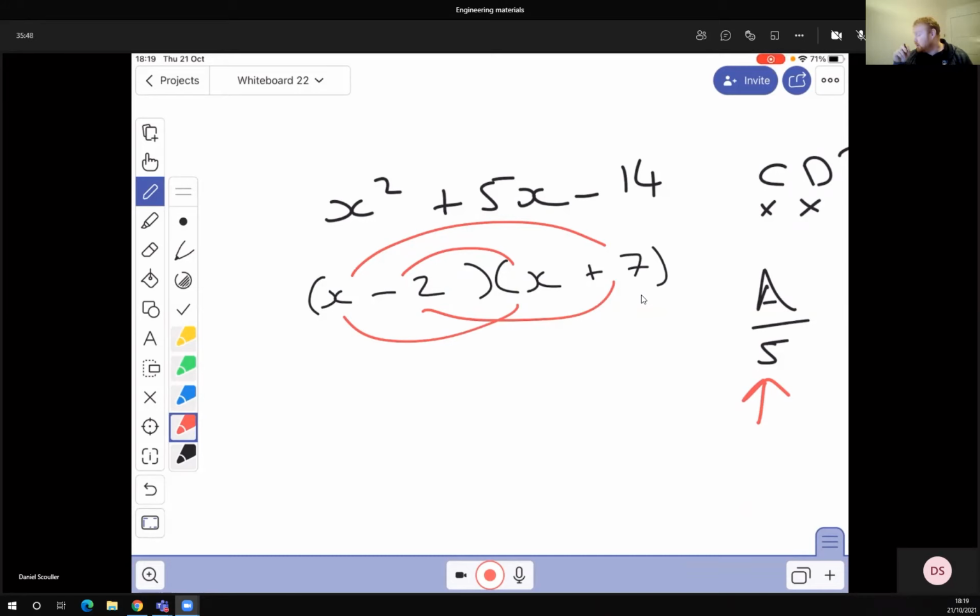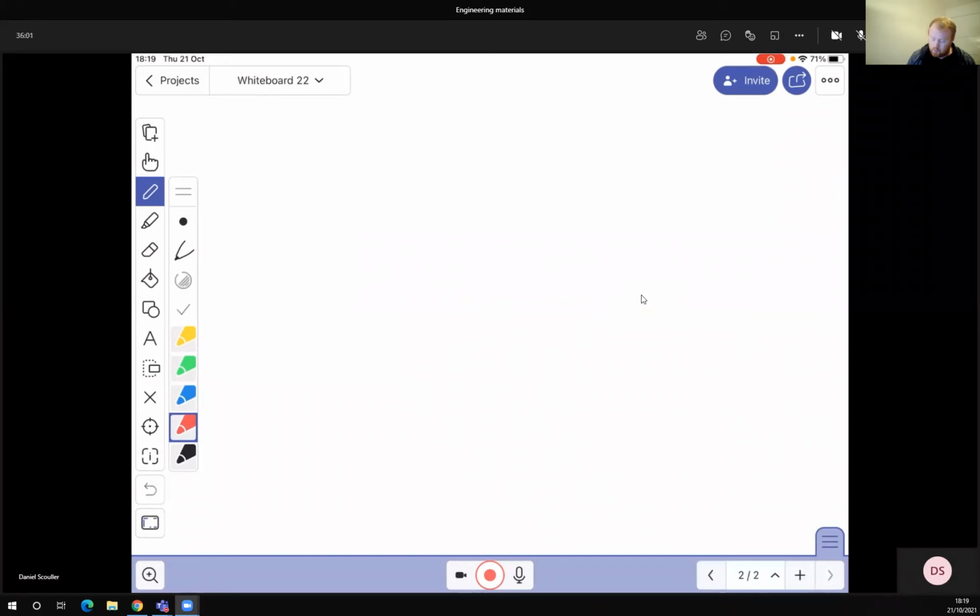Okay, so I'm going to throw in a wee complexity to it. Annoyingly, and that is when we've got something in front of the x squared term.